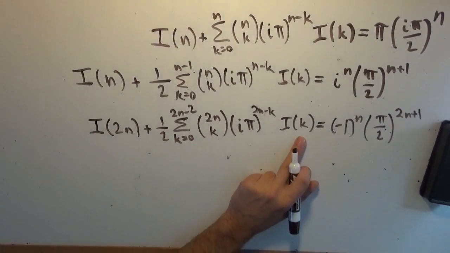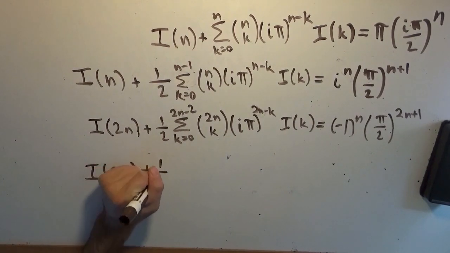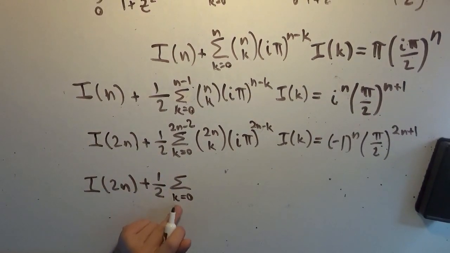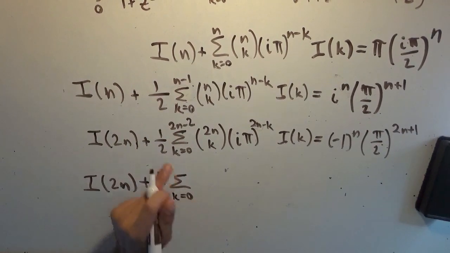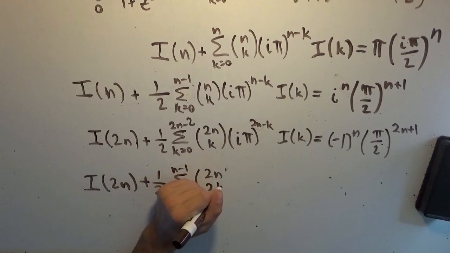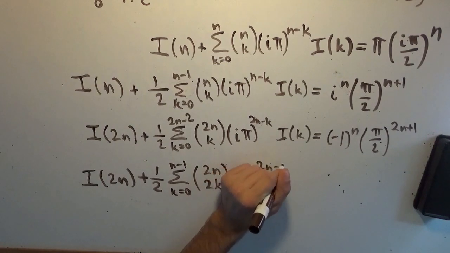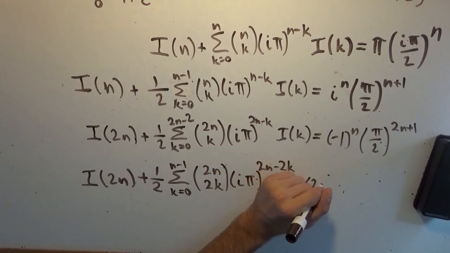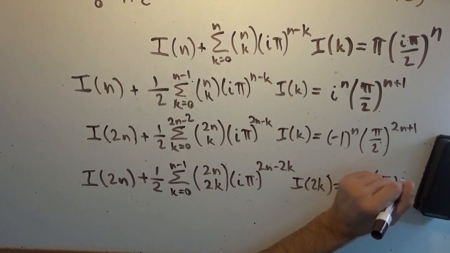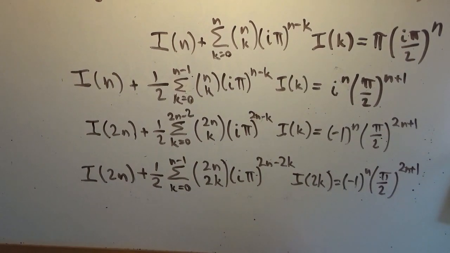So we're going to plug in 2k for I as well, and we're going to end up with I of 2n plus 1/2 times the sum of k equals 0, and since we're exchanging k for 2k, the bottom index stays 0, and the top index is now half of what it was, which is n minus 1, and it's 2n choose 2k times I pi to the power of 2n minus 2k times I of 2k equals negative 1 to the n times pi over 2 to the power of 2n plus 1. Okay, I hope everyone's following so far. These are all just cosmetic manipulations.